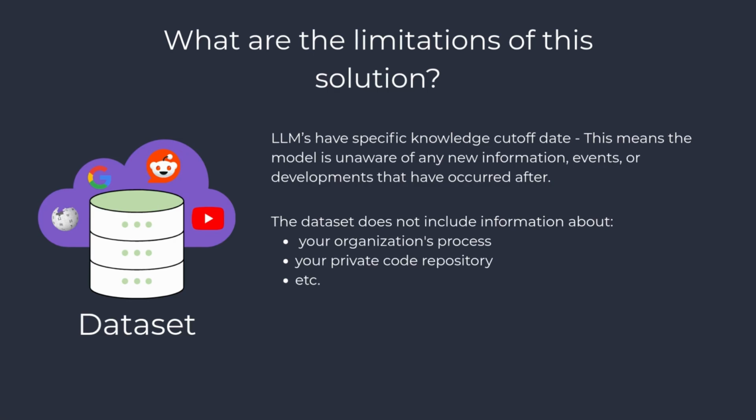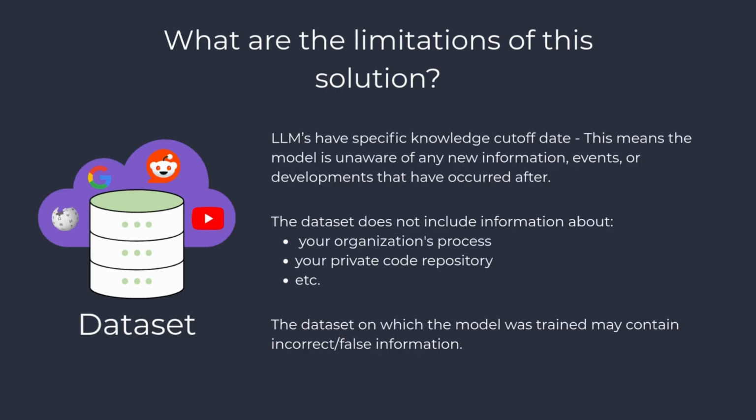Another limitation is that the public dataset doesn't include private information. It doesn't know anything about your company's internal documents, your team's project guidelines, or your private code. It simply wasn't part of the training data. And finally, a really important limitation is that the training data can sometimes contain incorrect or false information. The AI doesn't know the difference and can sometimes repeat those mistakes.